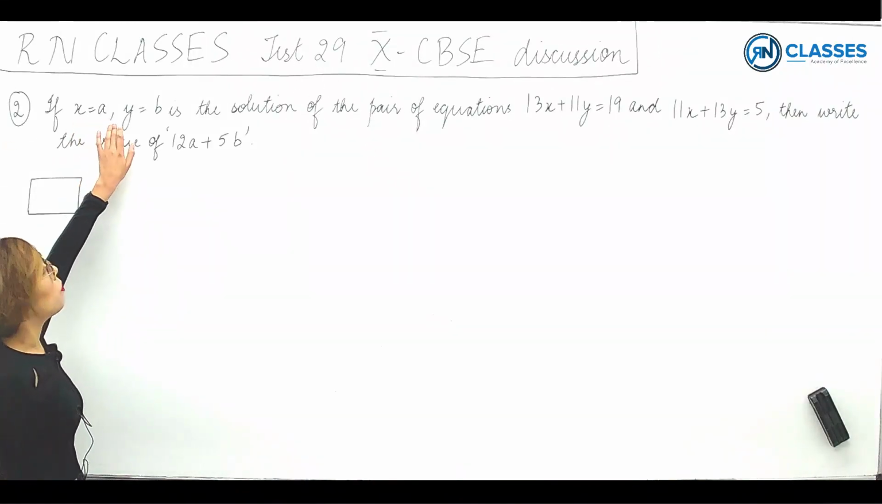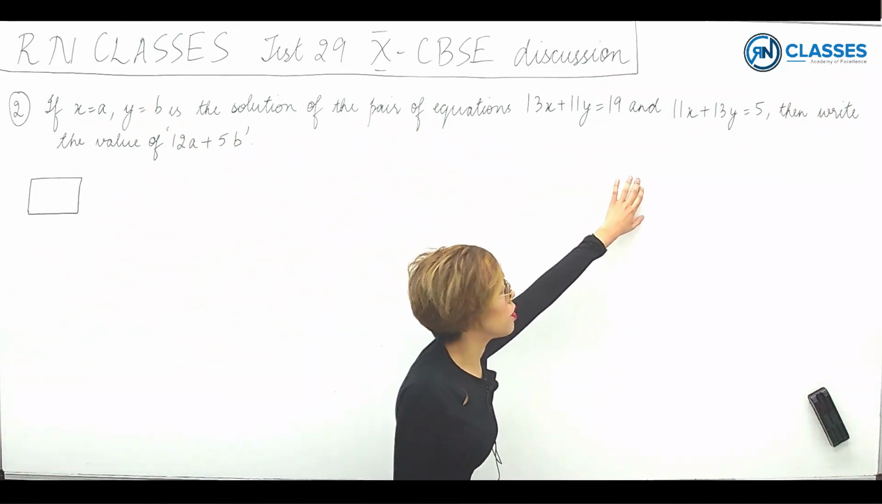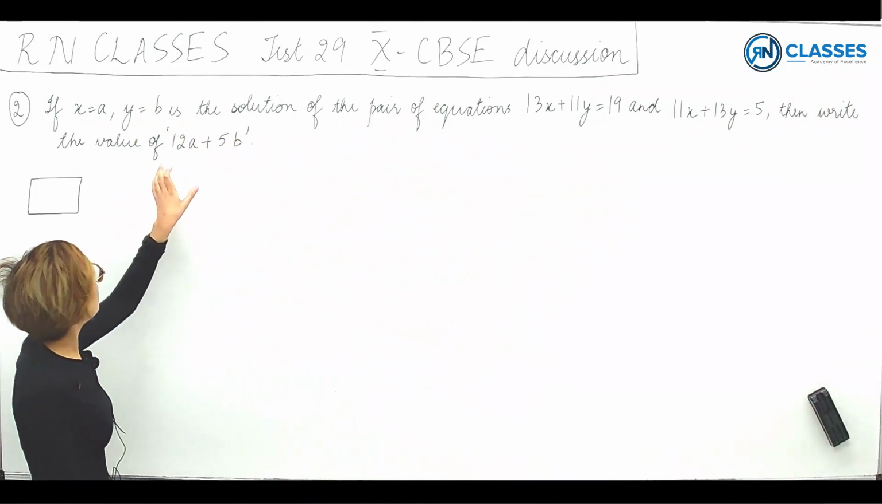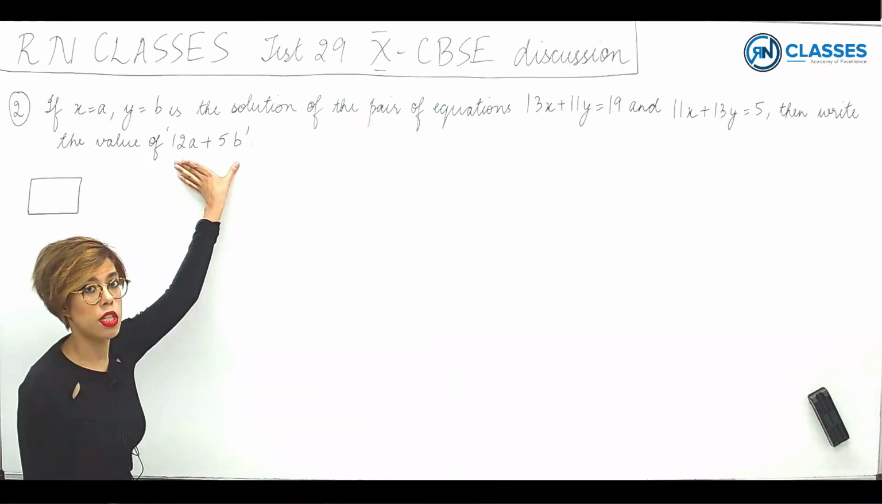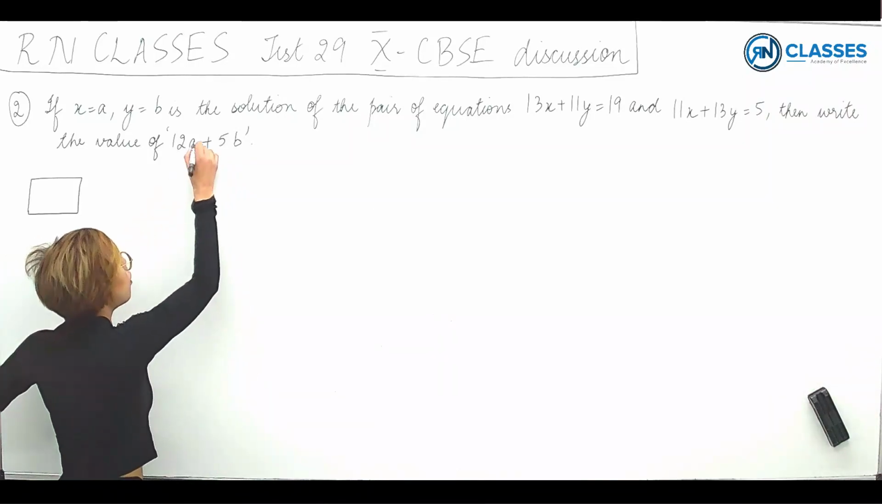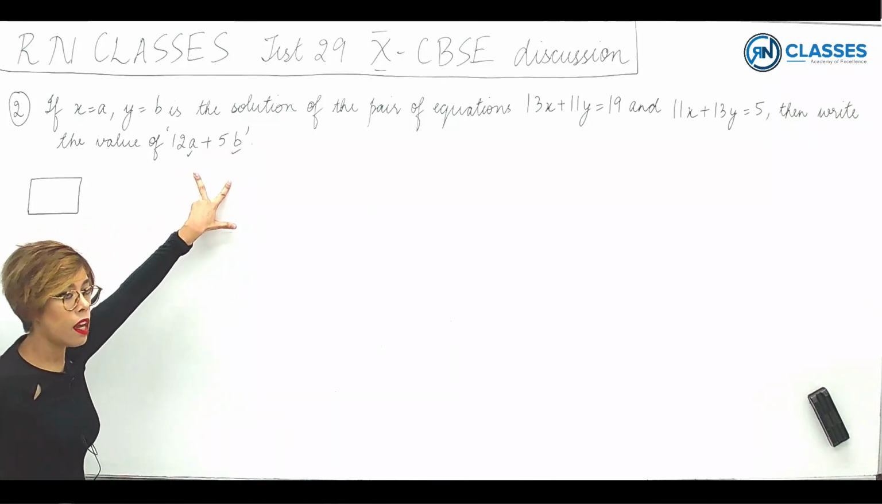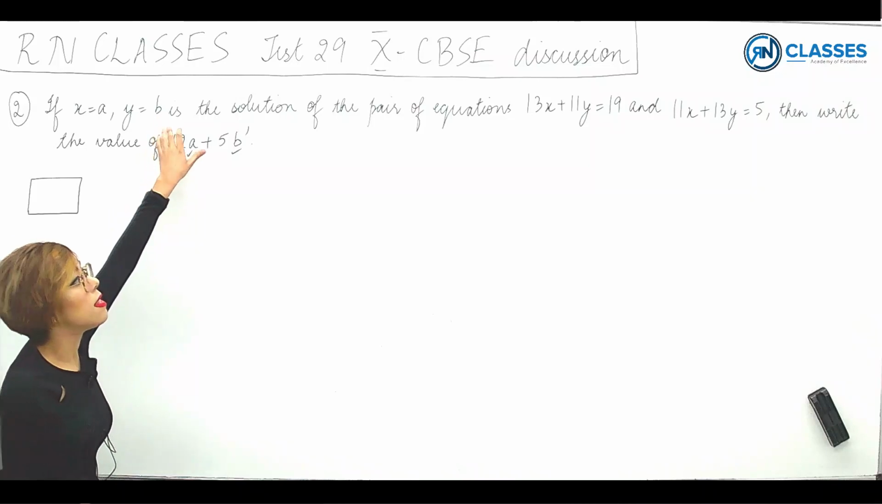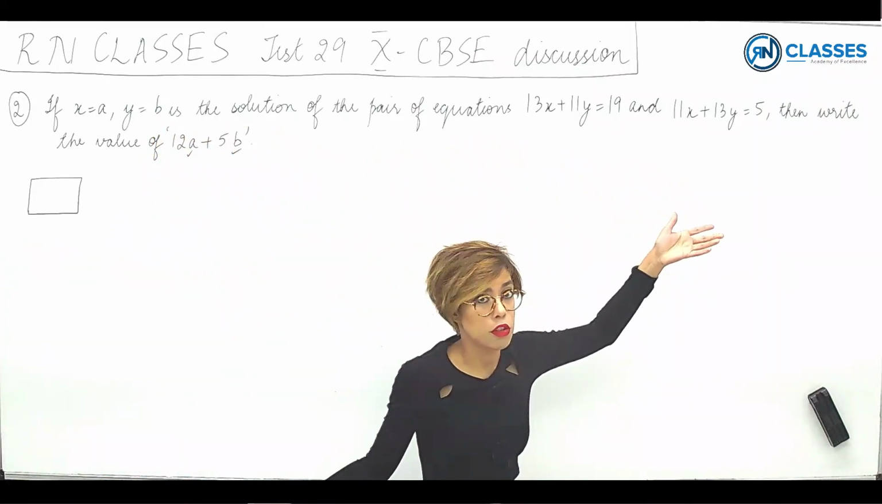If x equal to a, y equal to b is the solution of the pair of equations, then write the value of 12a plus 5b. I need the value of this expression. So basically, if I know the value of a and the value of b, I can find the value of the expression. Now a and b, I know, is the solution of this pair of equations. So let's find the solution.